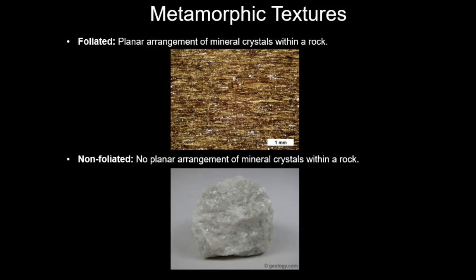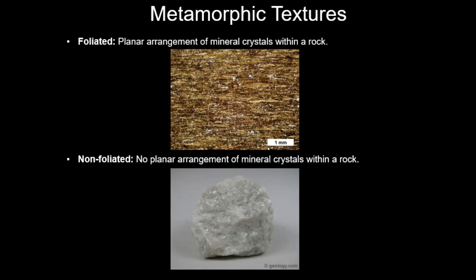So the term texture is used to describe the size, shape, and arrangement of the mineral grains within a rock. Texture is also a characteristic used to classify igneous and sedimentary rocks, as we have seen in the past few chapters. So let's not get confused by that. And these type of rocks, which are metamorphic, will either have foliated textures or non-foliated textures for the most part.